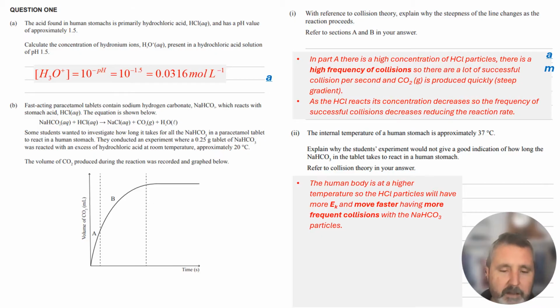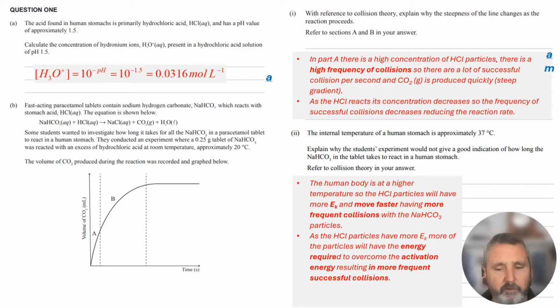Second point, that is an independent point. Try not to link it to the first one. Also, because you have more kinetic energy, more of the particles will have the energy required to overcome the activation energy, and they will have more frequent successful collisions. So you're talking about there's a whole bunch of particles, and more of them have enough energy now because the whole solution is warmer to overcome the activation energy. Because of these points, it's going to react faster in the stomach.